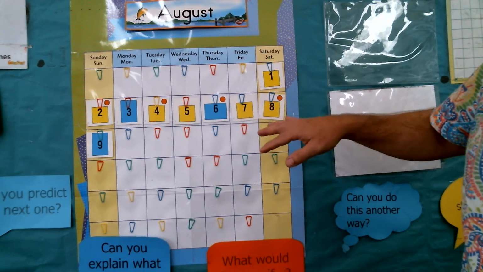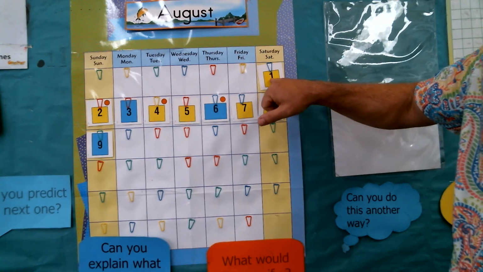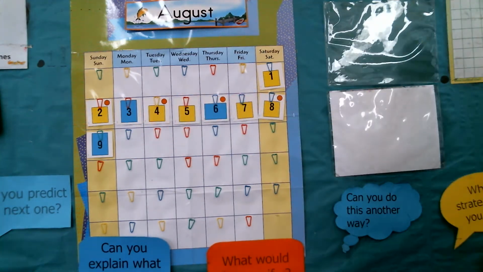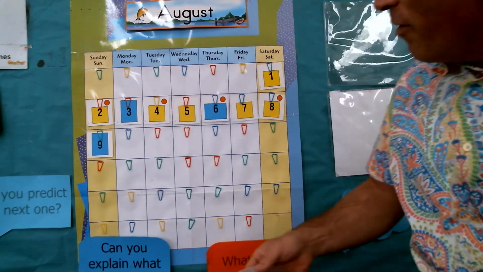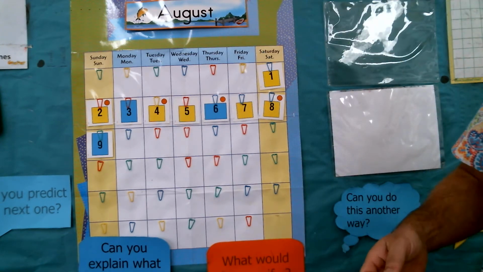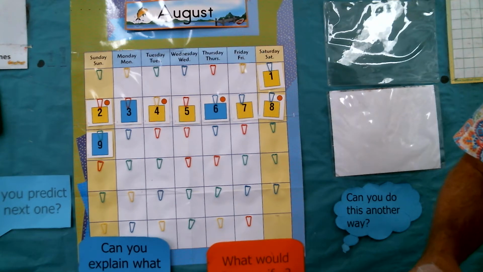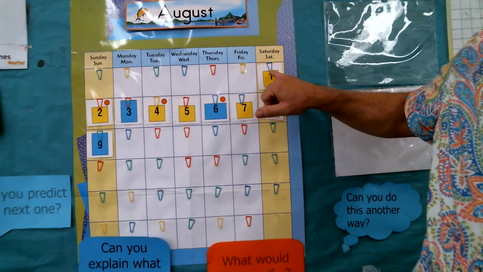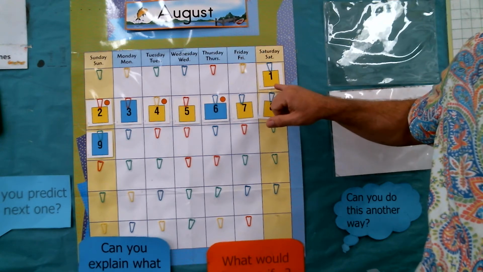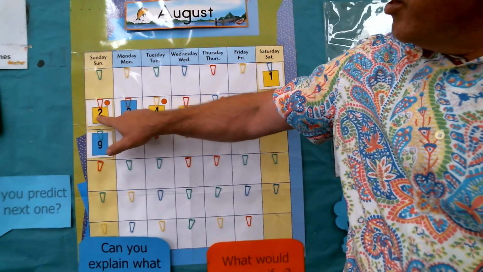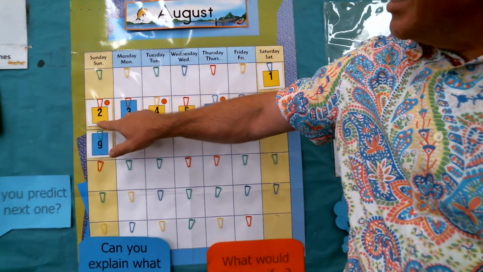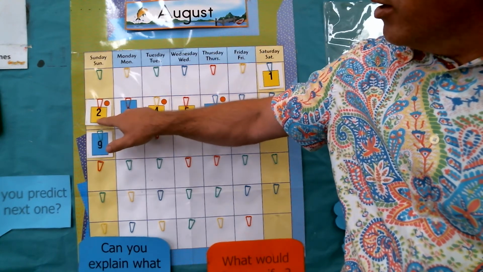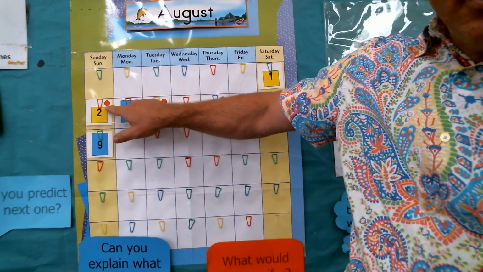And what I would like you to do is see that I already put the days that we have been in school or before school to get our calendar up. You can see the first was on a Saturday, and notice it is a yellow square. And then Sunday was August 2nd, and it was a yellow square with an orange dot.